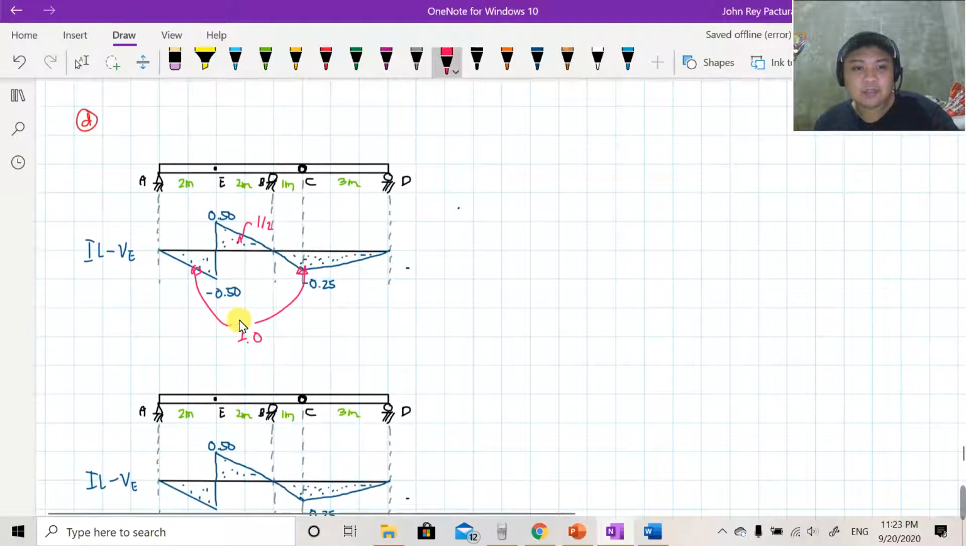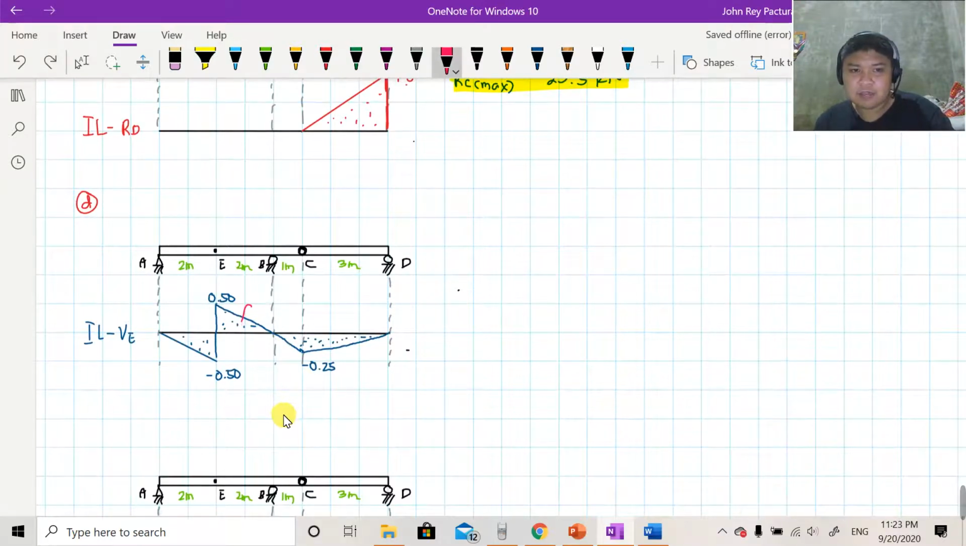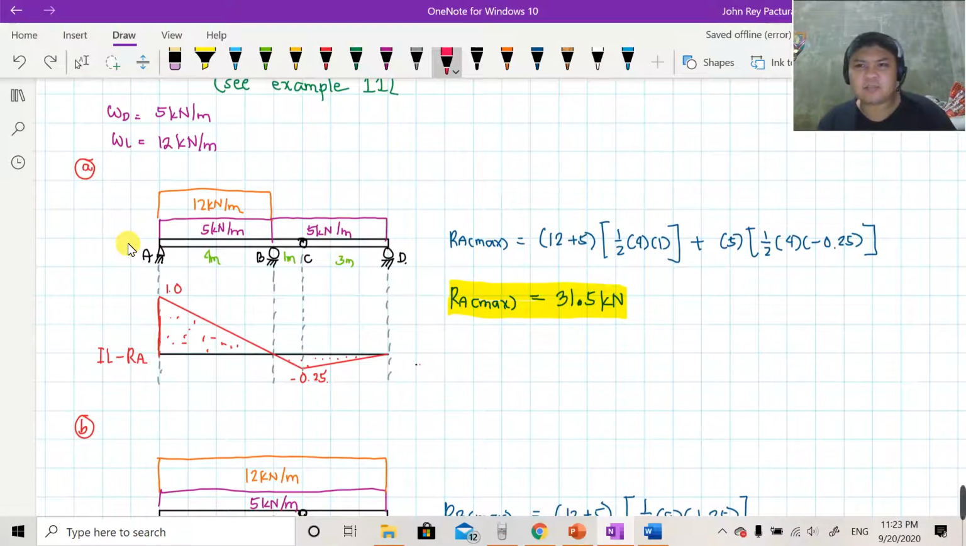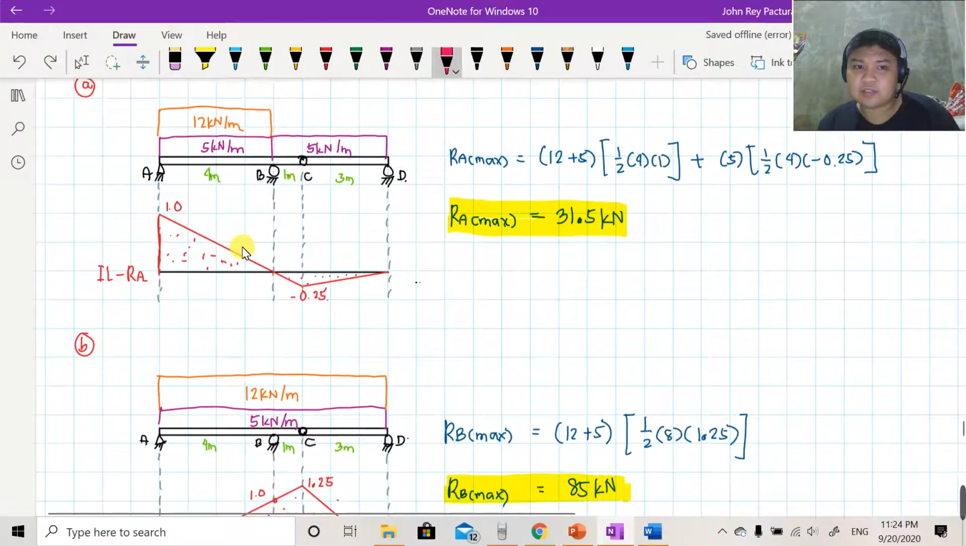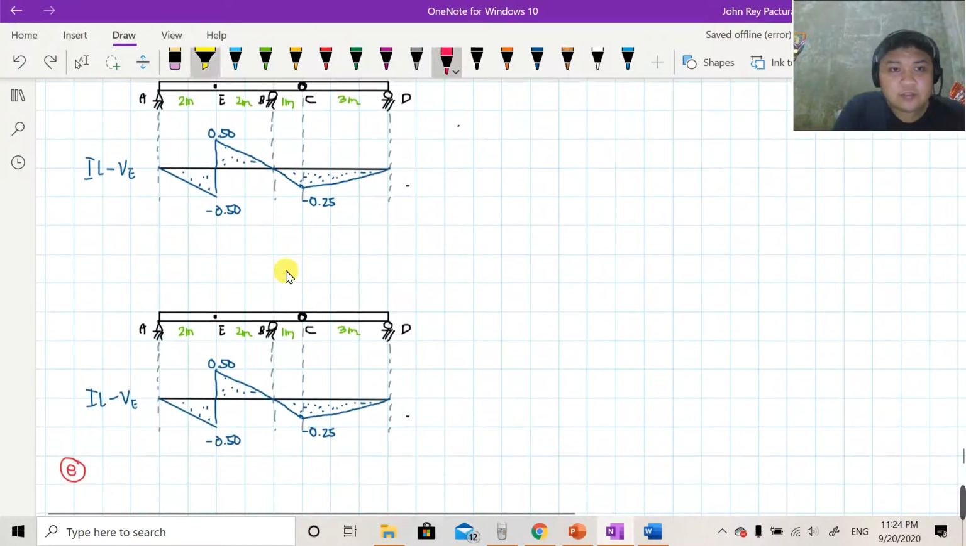Yung ibang libro kasi, class, ang ginagawa is kino-compare pa yung positive shear and negative shear. Even dito sa reaction at A, may i-compare pa sila na negative reaction. Kung alam mo yung konsepto ng influence line, there is no need to do that. Masyado pang mahirap. Tingnan mo lang kung sino yung nagmamajority sa area ng influence line. For the reaction at A, ang nagmamajority is the positive. However, for shear, ang nagmamajority is the negative. So, therefore, the maximum shear is a negative shear.